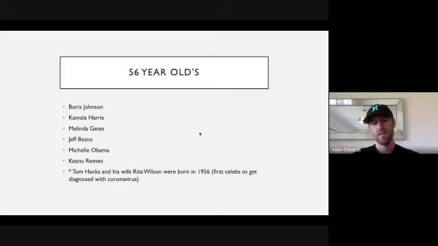And yeah, Keanu Reeves is 56, played Neo in The Matrix. Tom Hanks and his wife, Rita Wilson, were born in 1956. I think this is a marriage by the numbers, by the way. Tom Hanks, again, if you look into that guy, just a sick, vile human being.